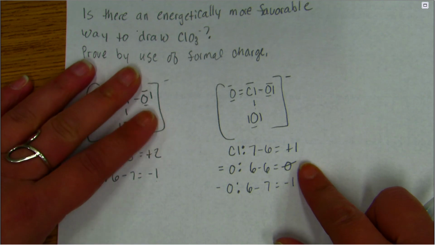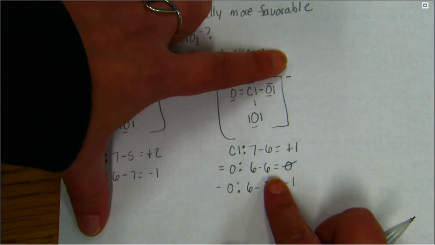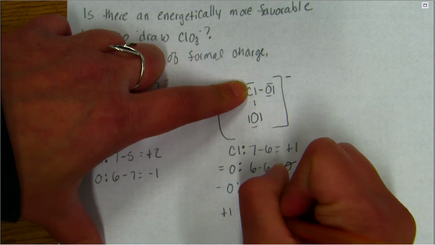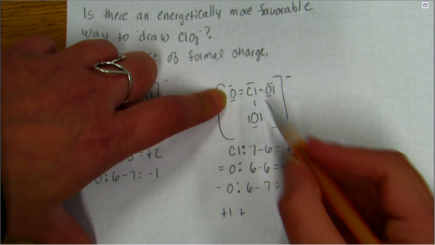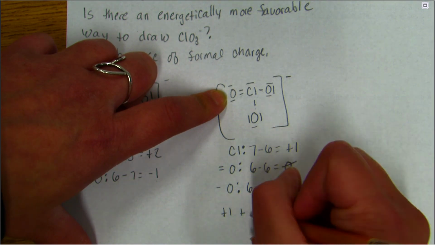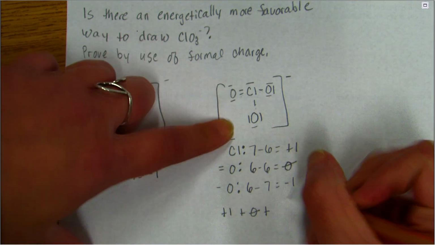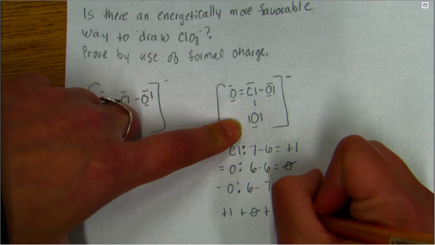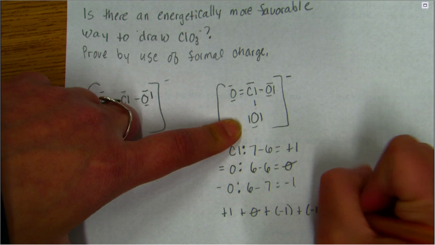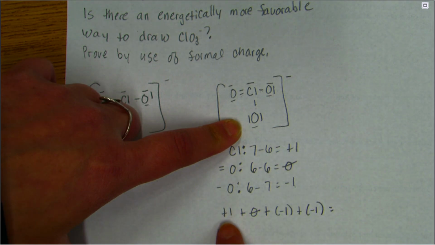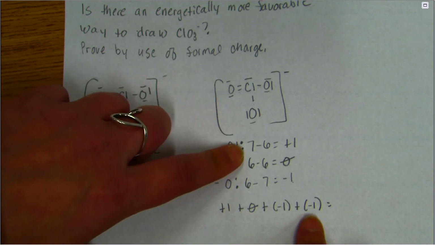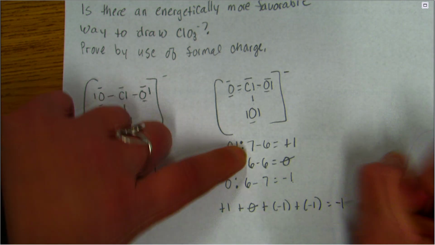So let's just double check and make sure that our formal charge does add up to -1. So I have 1 chlorine at a +1. I have 1 double bonded oxygen at a 0. I have 2 oxygens at a -1. So when I add these all together, +1 and a -1 plus 0, this is all 0, plus a minus gives me a -1.